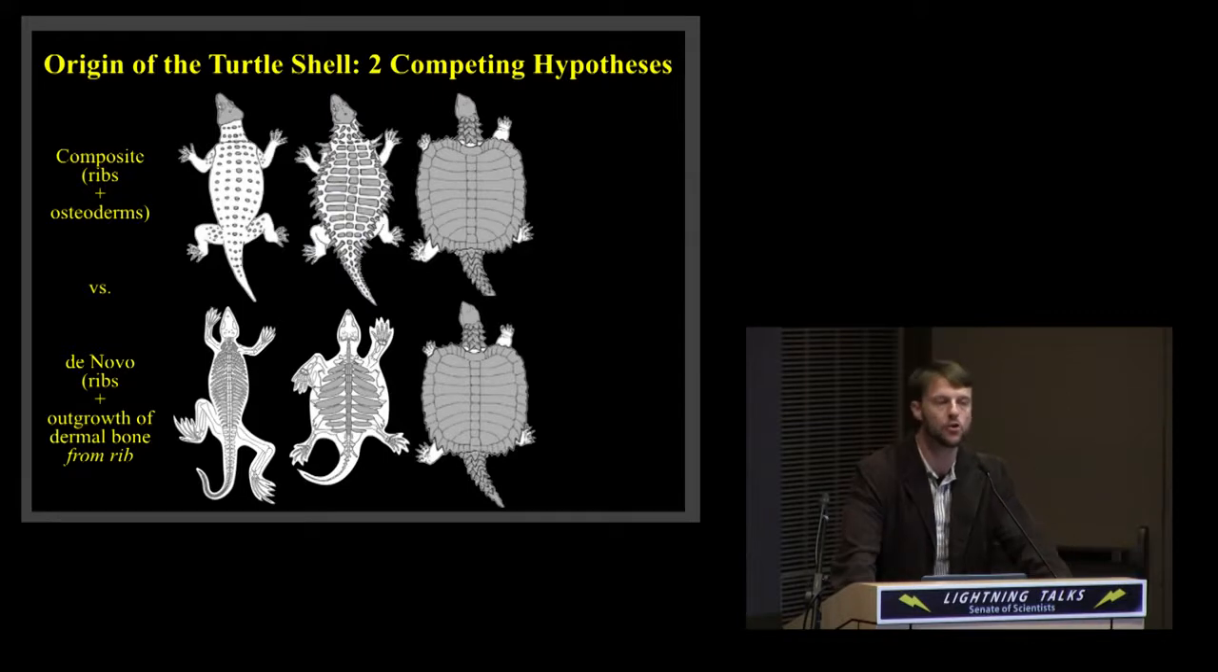There are two competing hypotheses for the origin of the main part of the top shell. There's a composite hypothesis, which argues that the shell formed by the acquisition of more and more osteoderms, or ossified scales. This was supported by limited paleontological data. This contrasts with the de novo hypothesis, which argues that the shell forms not from the acquisition of more and more osteoderms, but rather by the broadening of the ribs and vertebrae themselves. This is supported by a lot of developmental data. This was fought out over the past 100 years and was largely the result of the lack of a fossil record.